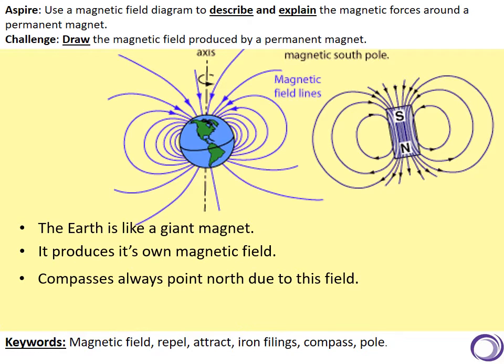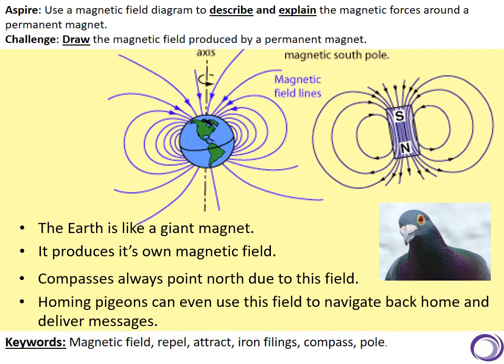Also, surprisingly, that magnetic North Pole and South Pole, they move. So they will actually move to different places. At the moment, it's moving quite quickly from North Canada, where it was, towards Siberia.